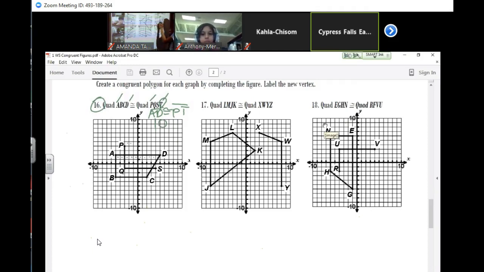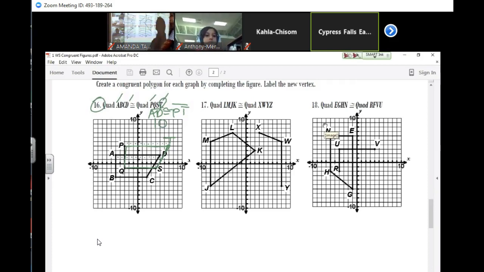1, 2, 3, 4, 5, 6, 7, 8, 9, 10. What's nice is that it was horizontal, and so we didn't have to do anything fancy. We didn't even have to use slope. All we had to do was count to the right 10 places. So they made that one easy on us because it was horizontal. All right, 17.